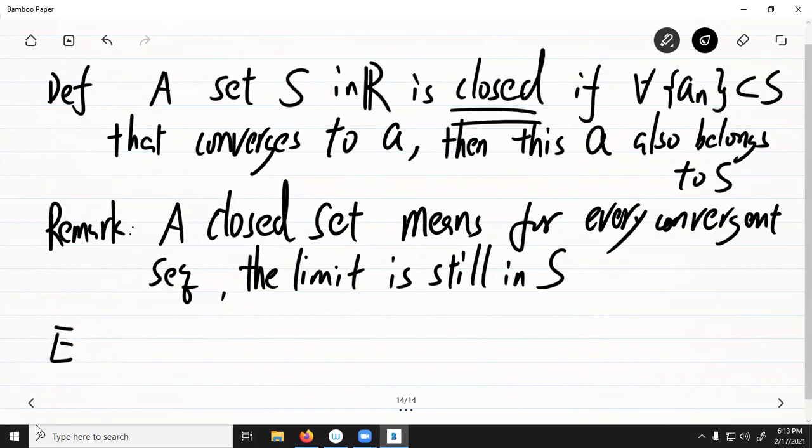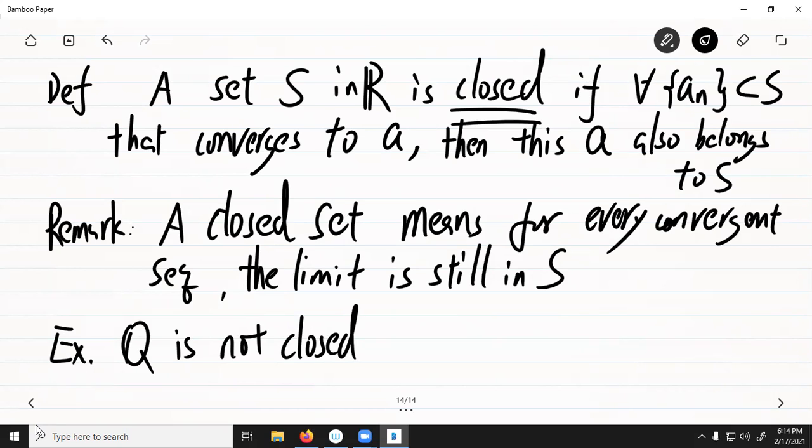So here is one example. This set, the rational numbers: is the set closed or not closed? It's not closed. Closed means the limit must be inside, okay? We know this Q is dense, right? It's dense in R. For any number, you must have a convergent sequence in Q, right?